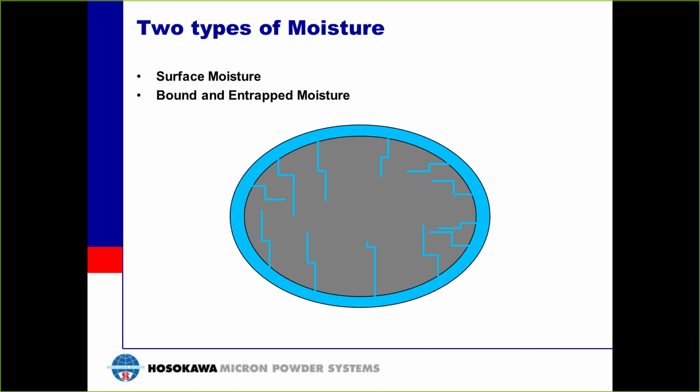So when we're talking about removing this moisture, it's important to consider what type of moisture it is. We often look at two types of moisture for these drying systems: surface moisture, and bound and entrapped moisture. The surface moisture is all the moisture that's on the outside of the particles.